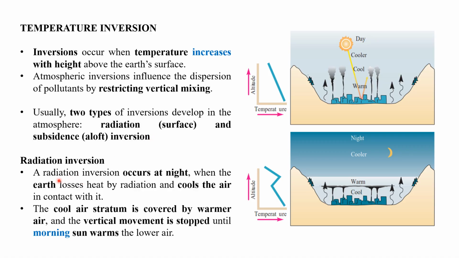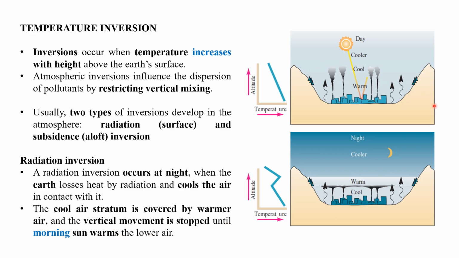Radiation inversion occurs at night when the Earth loses heat by radiation and cools the air in contact with it. As I told you, that means stable conditions. In the winter season, the Earth cools, right? And adjacent to the Earth or ground surface, whatever air is there remains cool. Above that, the air is warm. So vertical movement of the pollutants will decrease. The cool air stratum is covered by warmer air. The vertical movement is stopped until the morning sun warms the lower layer.